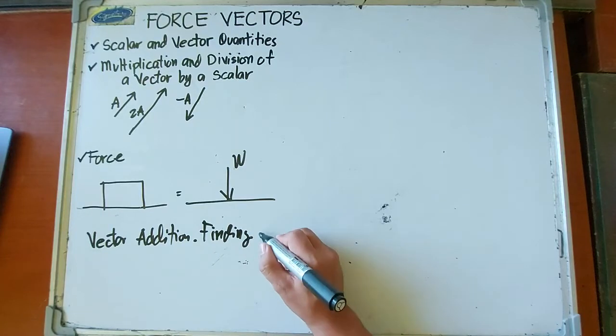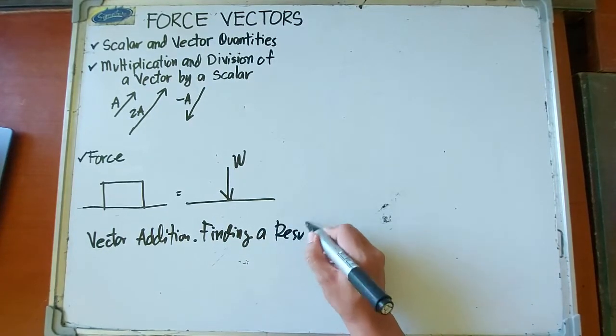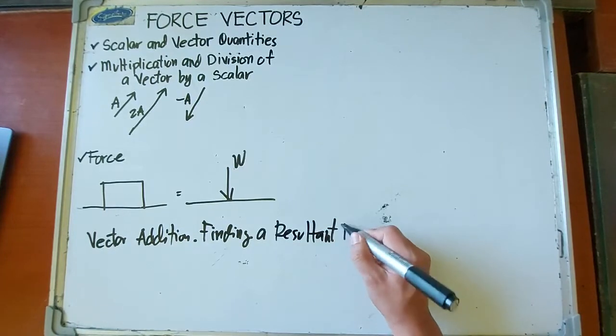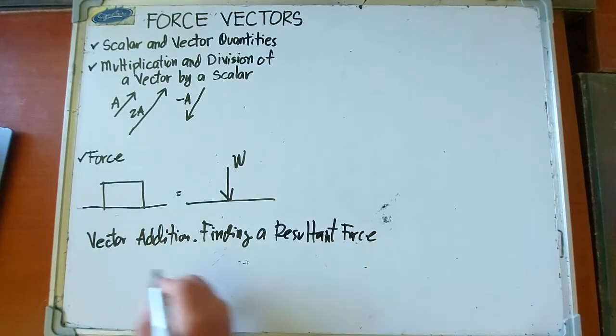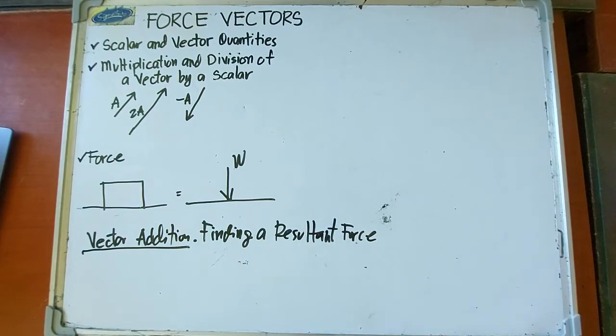Okay, finding a resultant force. So when we say vector addition, the other term for that is actually we are solving for the resultant force of a certain force system. So how do you solve for the resultant of a certain force system?